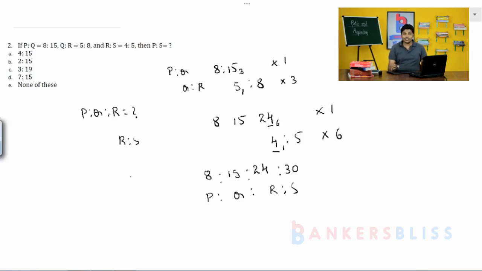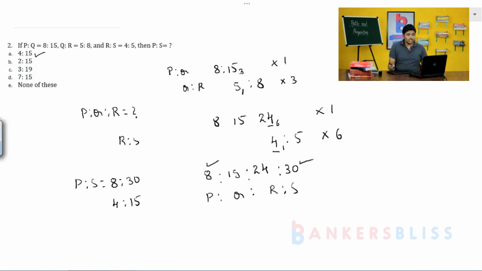But what they are asking? They are asking us to calculate P is to S. So that is, P value represents 8, S value represents 30. So that is 8 is to 30. 8 is to 30 we can further simplify. 2 4s are 8, 2 15s are 30. Therefore the answer is 4 is to 15. See, this method is very important.